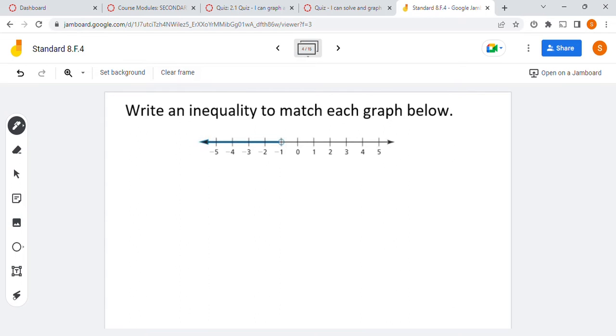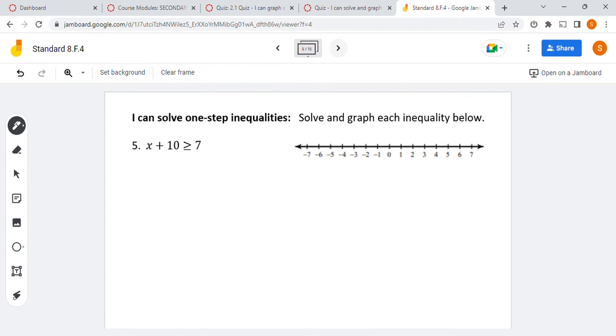And this last one, we get x is less than -1, because we're shaded over to the left of -1. Open circle means that we're not allowing it to be equal to -1, so we're going to stick with this without the equal. For these, now we have to solve them.